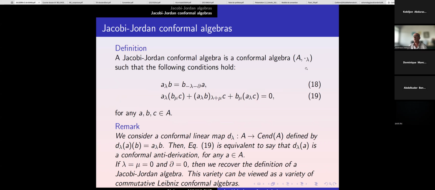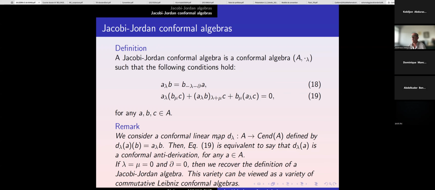Okay, now what is a Jacobi-Jordan conformal algebra? A Jacobi-Jordan conformal algebra is a conformal algebra, with a lambda product, satisfying these two conditions. This is the condition which replaces the symmetry. Of course, you have to assume linearity, and this corresponds to the conformal Jacobi condition here. If we consider a conformal linear map d lambda, defined this way, then this condition is equivalent to saying that d lambda is a conformal antiderivation, like in the particular case of a Jacobi-Jordan algebra, which we recover if we take lambda and mu equal to 0 and partial d equal to 0.